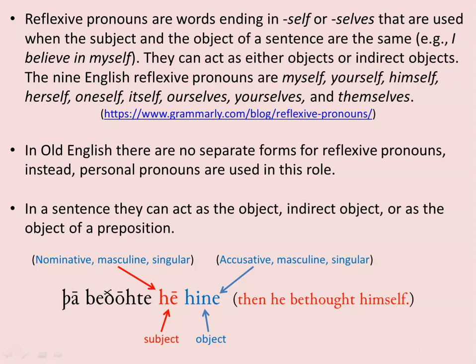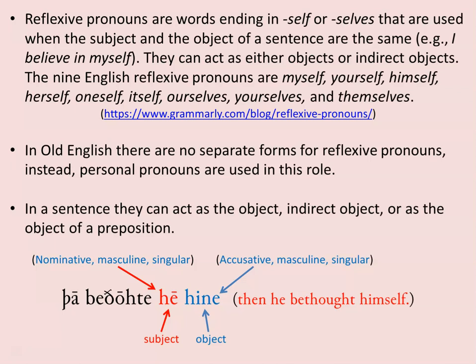So, reflexive pronouns are words ending in self or selves and are used when the subject and the object of a sentence are the same, e.g., I believe in myself. The subject I and the object myself are one and the same, so a reflexive pronoun is used in the form of myself. They can act as either objects or indirect objects, and the nine English reflexive pronouns are myself, yourself, himself, herself, oneself, itself, ourselves, yourselves, and themselves.